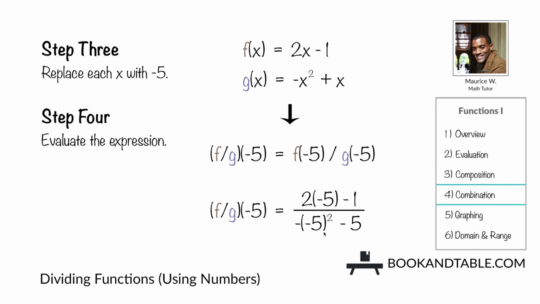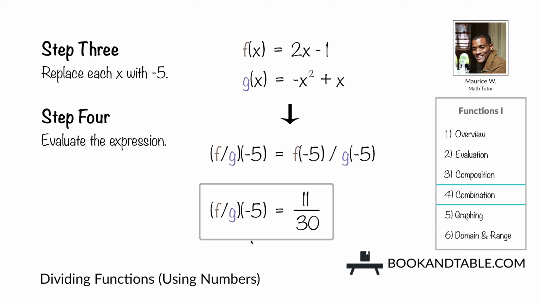And now we can evaluate the expression to find our answer, giving us 2 times negative 5, which is negative 10 minus 1 in the numerator. Negative 5 squared is 25, so we get negative 25 minus 5 in the denominator. Negative 10 minus 1 is negative 11, divided by negative 25 minus 5, which is negative 30. The negatives cancel each other out, leaving us with 11 over 30 as our answer. So we see f divided by g of negative 5 is equal to 11/30.